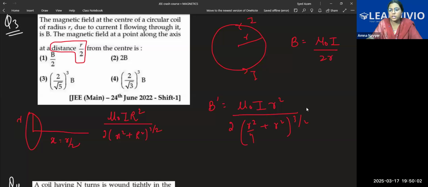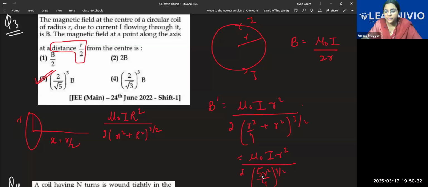For this you need to simplify a bit. This will be equal to mu naught I r square by 2, and this becomes 4r square plus r square, 5r square, divided by 4 to the power 3 by 2. 2 gets cancelled. So this will be 2 cube by root 5 when you cancel it. Write it. I'll tell you if you're not able to solve it.